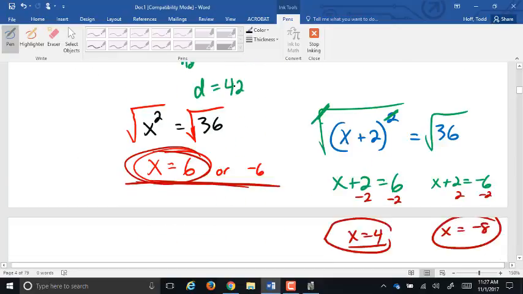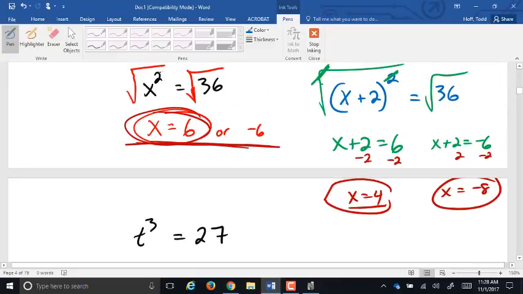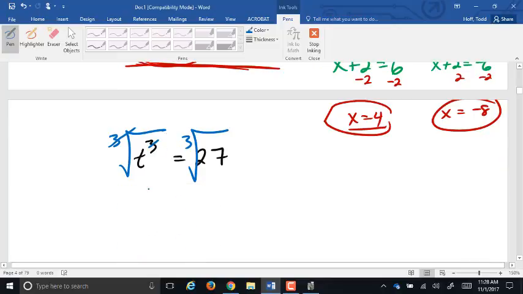Sure. So what we're going to need for this next example, we have t to the third equals 27. The square root only works on a power of 2, on squared. So to do the power of 3, we have to use a third root. So the third root and the power of 3 cancel out. That would be t. So the third root of 27, what that is asking is, what number to the power of 3 equals 27? Do you have your calculator with you?